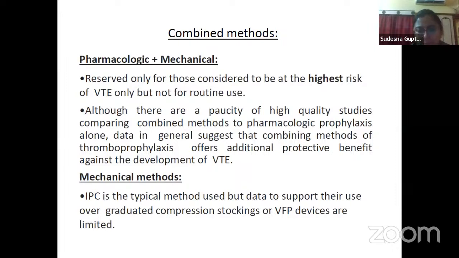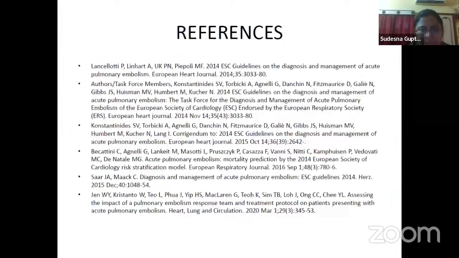Although there is a paucity of high quality studies comparing the combined methods to pharmacological prophylaxis, data in general suggests that obviously combining methods would help as well. Mostly the intermittent pneumatic compression device is a typical method used, but data comparing IPC and graduated compression stockings are very limited. So we can use either of them as per my patient need.